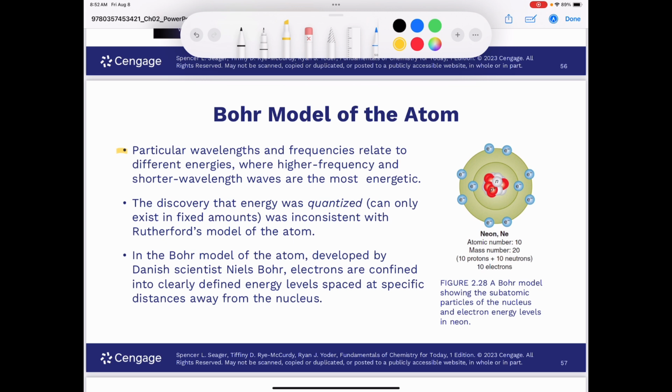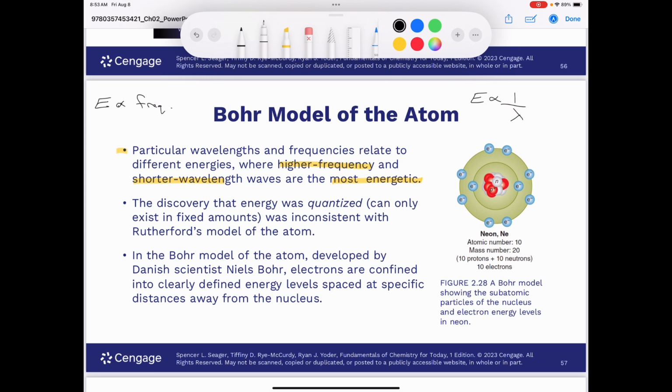So again, higher frequency and shorter wavelength are the most energetic, okay? You could say energy is directly proportional to frequency, or you could say energy is inversely proportional to wavelength. I'll just put lambda like that because I told you the Greek letter lambda is used for wavelength.